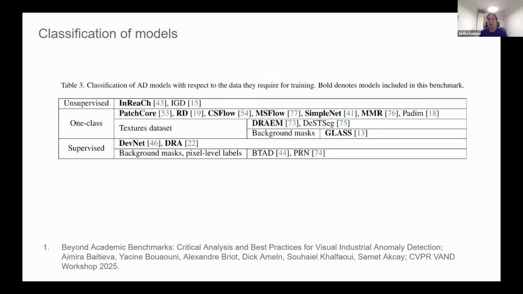We classified models based on the data we require for training, and most models require only good images. Although often they are called unsupervised, they cannot handle unlabeled data, as one of our experiments will show. We will use the name one class to emphasize separation from truly unsupervised models. And supervised models, as you can expect, require labeled data for both good and bad images.